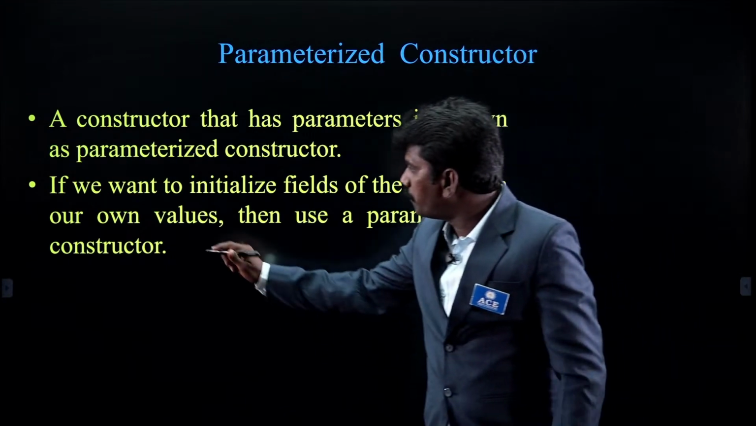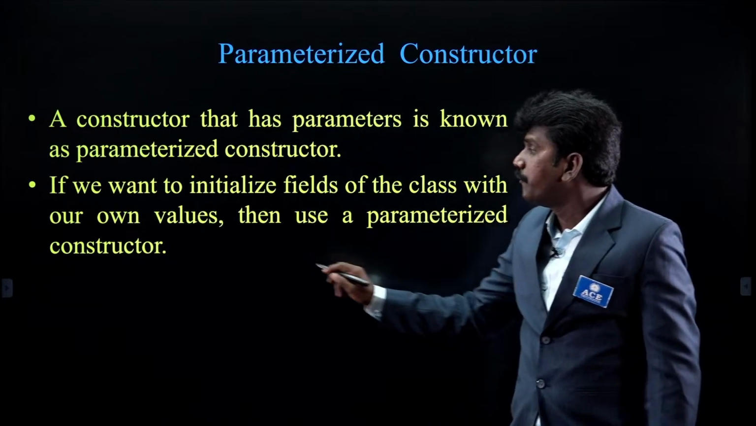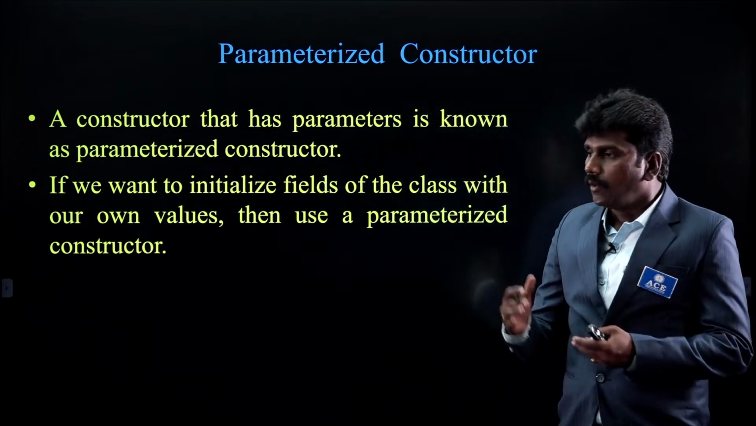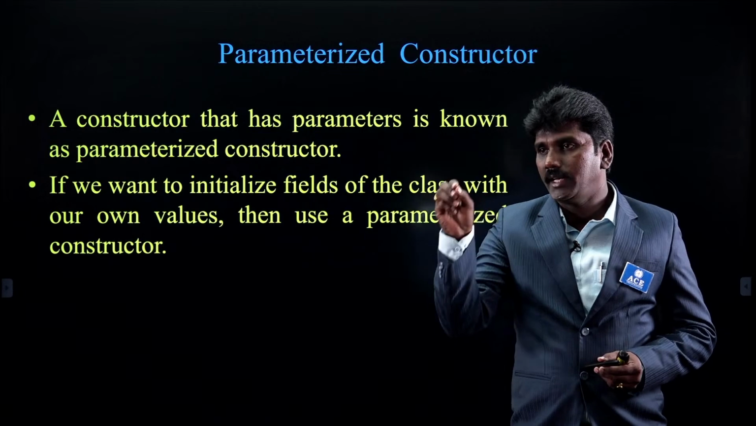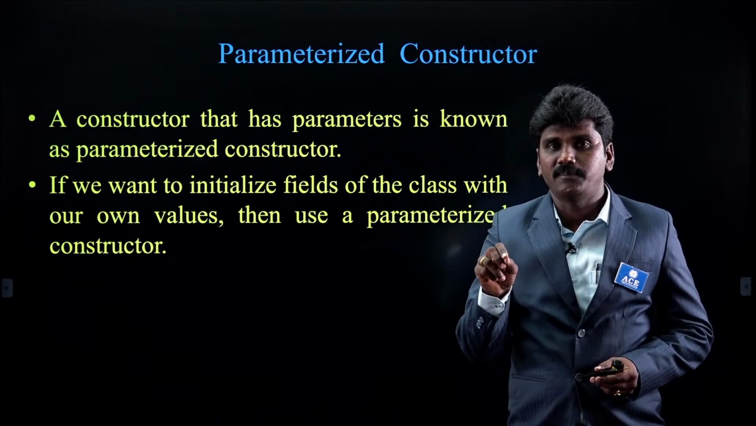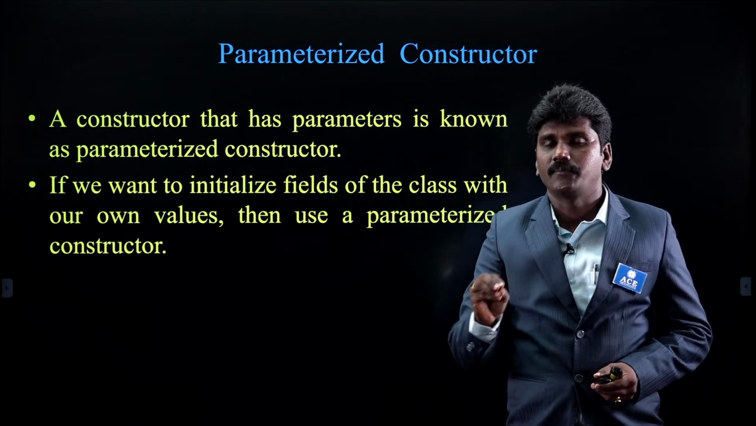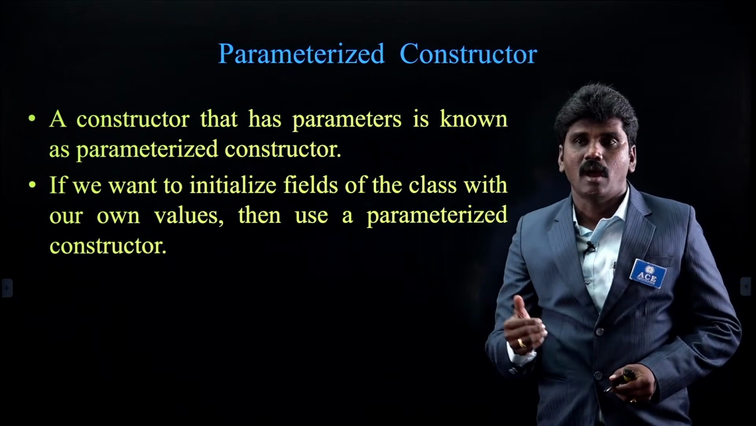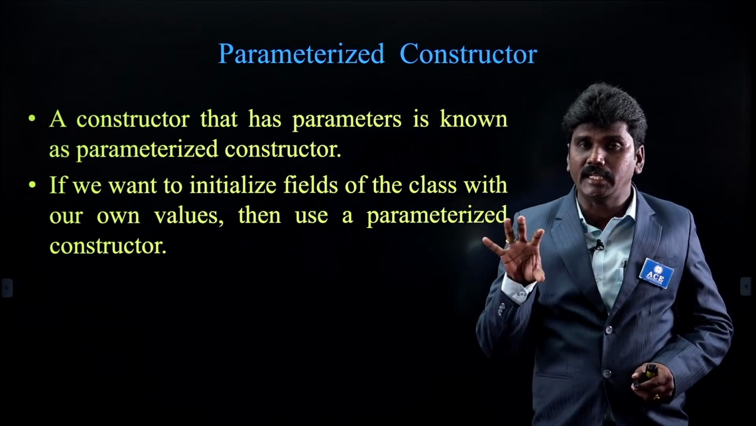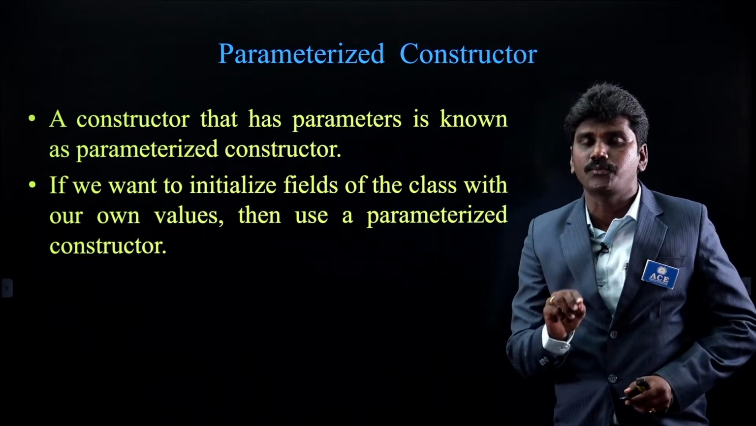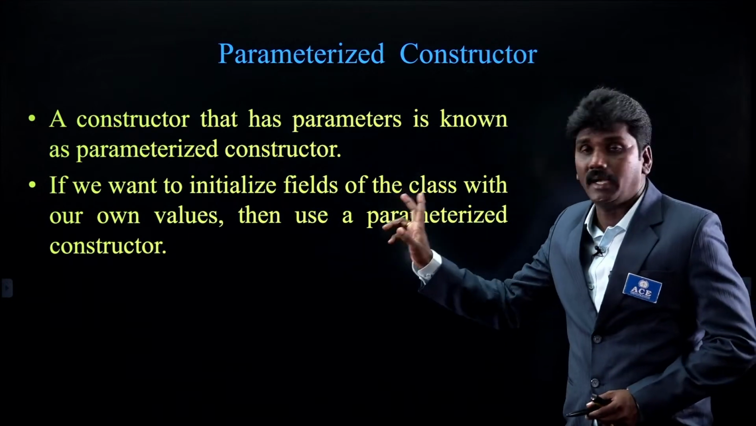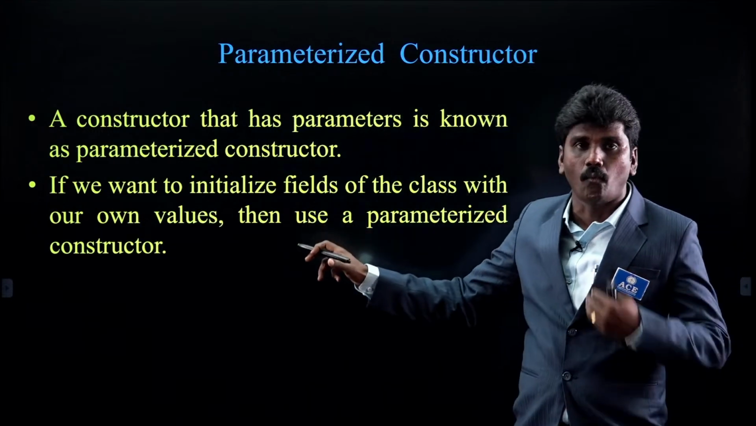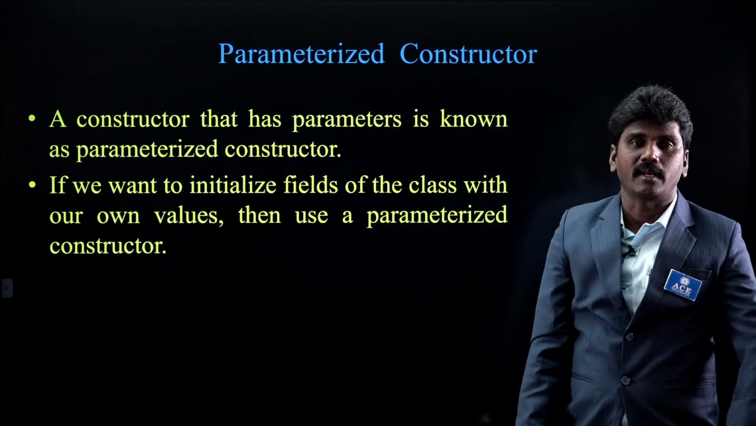Next one, if we want to initialize fields of the class with our own values, then use a parameterized constructor. Means, for the first object, 501, Ramesh. Second object, 502, Suresh. 503, Sunny. Like that, if we would like to initialize the instance variables separately for each and every object, in that case, the suitable constructor is the parameterized constructor. Once again, if we want to initialize fields of the class with our own values, then use a parameterized constructor.